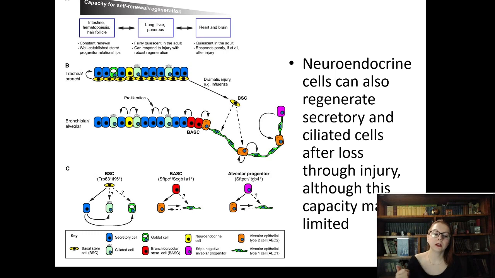They still bear the possibility to divide. So small cell lung carcinoma might arise from such cells. That's why you should remember about this possibility. So neuroendocrine cells can give rise to tumors because they are not terminally differentiated.